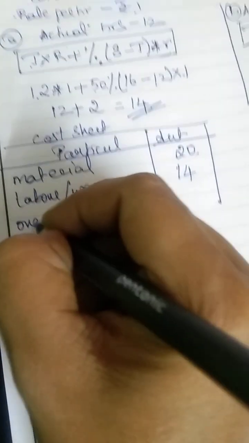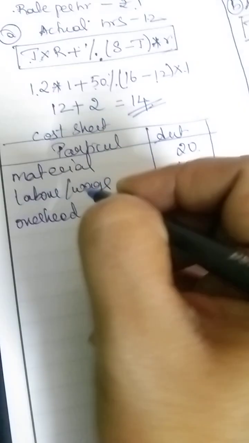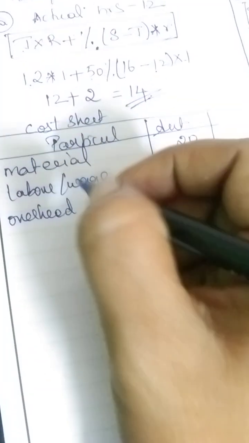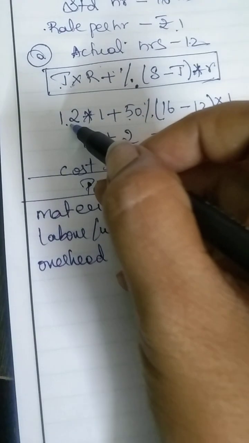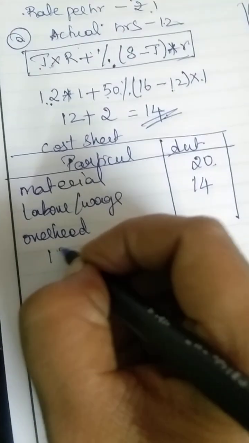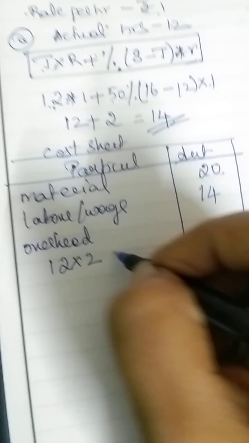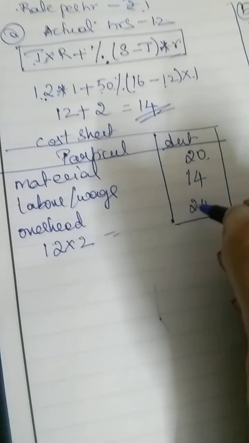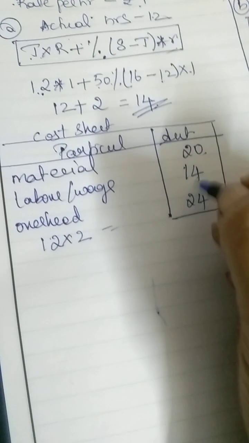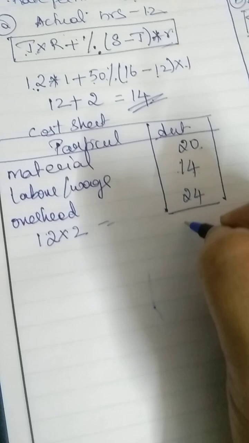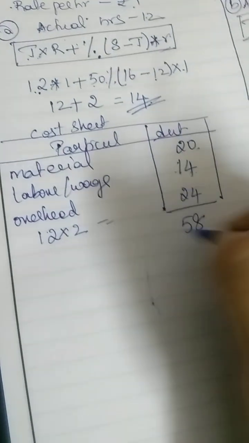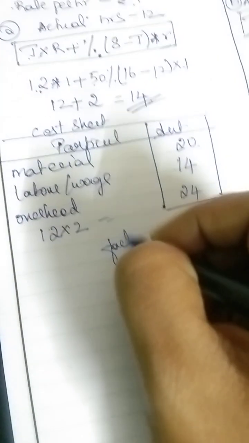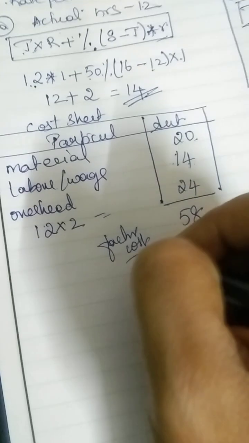And overhead, what did he say? Overhead, it seems, is 2 rupees per labor hour. How many actual labor hours are there? 12. 12 into 2 is equal to 24. So the total, if I add it, 24 plus 14 is equal to 38. 38 plus 20 is equal to 58, which is my factory cost or works cost.